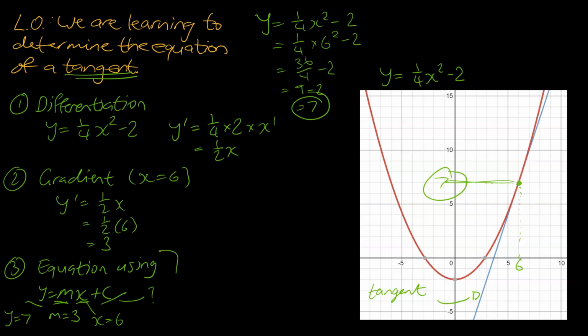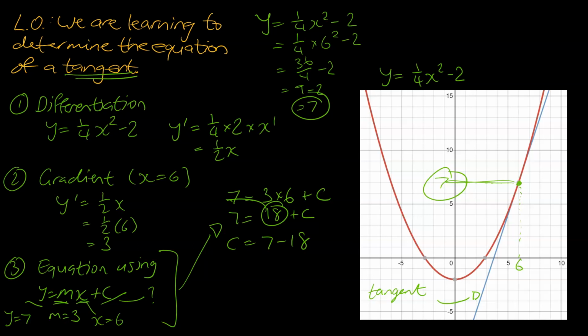So we've got all of those points. So let's carry on our working up here. So y is going to be equal to 7, m is going to be equal to 3, and x is going to be equal to 6, plus c. We don't know what c is, but we can work that out algebraically. So 7 is going to be equal to 18 plus c. c will be 7 minus 18. So we've taken this 18 to the other side to make it minus, and that means c will be negative 11. That's really good. So now we've got that point, we can then wrap up with our final equation.